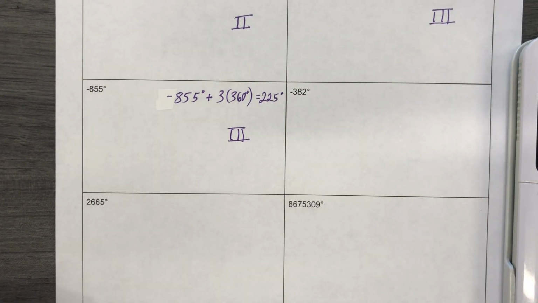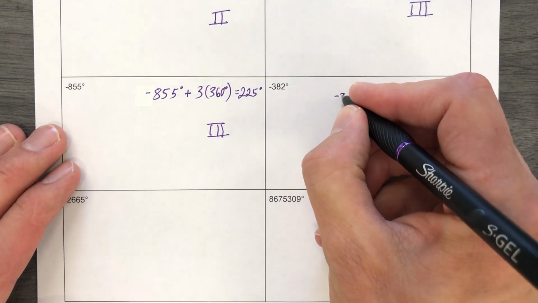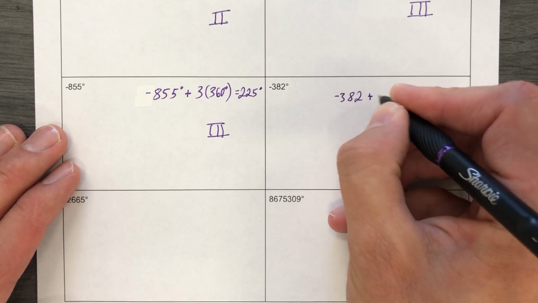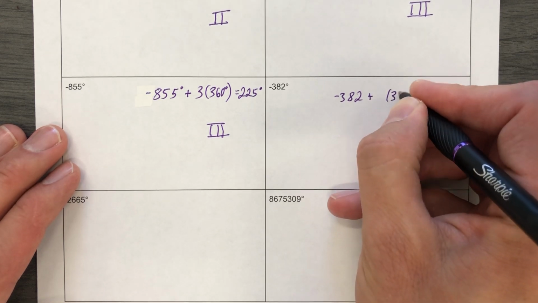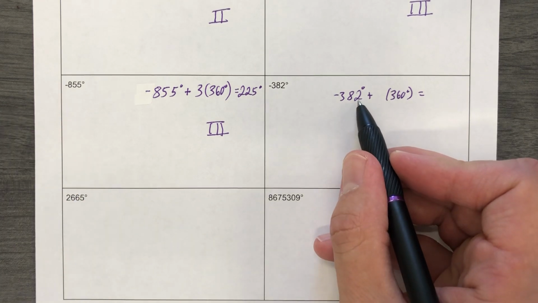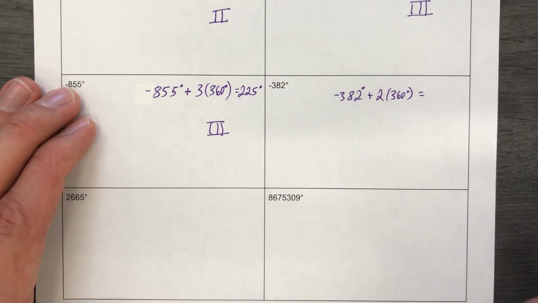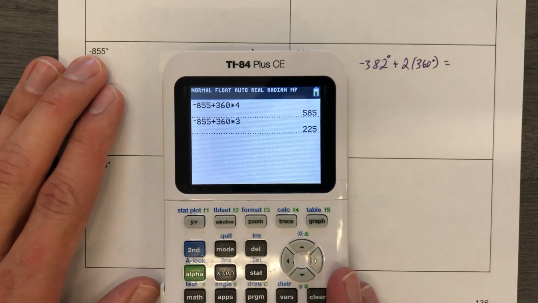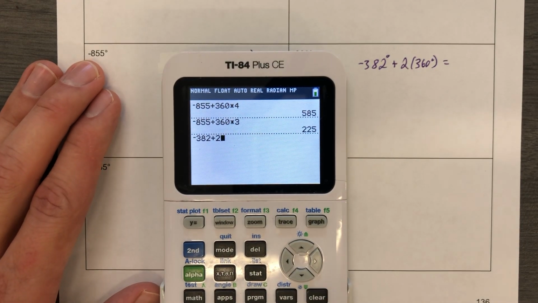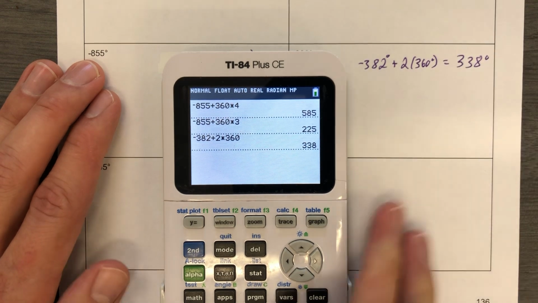And that pattern basically is, I wouldn't say so much a pattern as it is trying to guess how many times you would need to add 360 or subtract 360. So negative 382 plus something times 360. And if I add 360 to this, I'm still not out of the negatives. If I add 360 again, then I do get out of the negatives. So we're going to have to add 360 twice. Negative 382 plus 2 times 360 is going to give me 338.